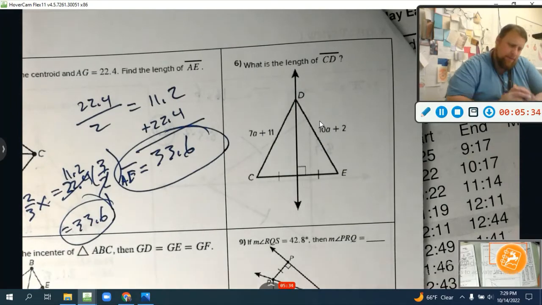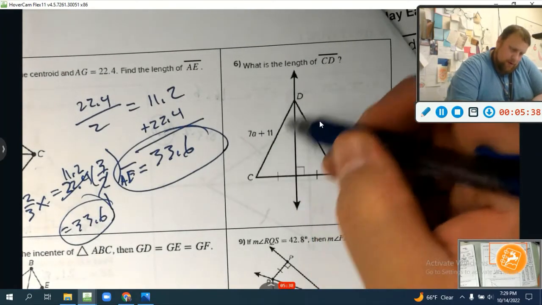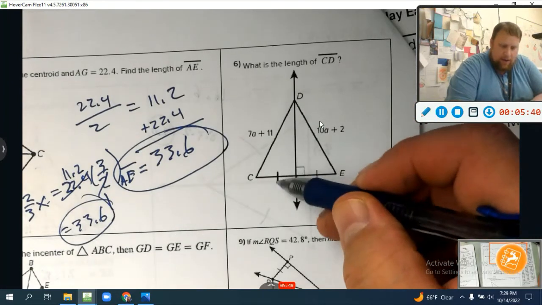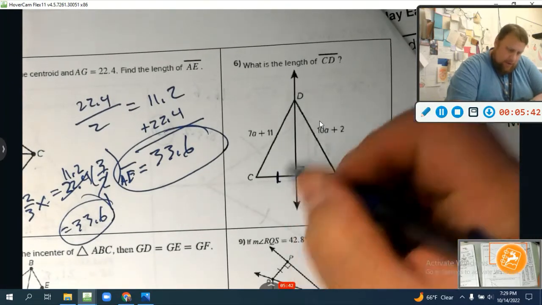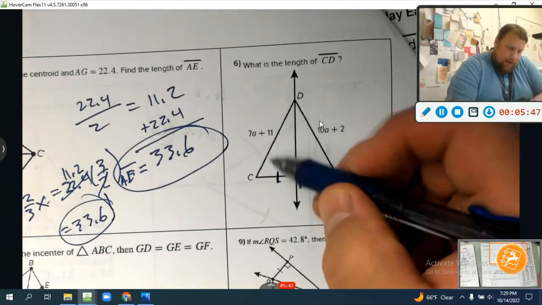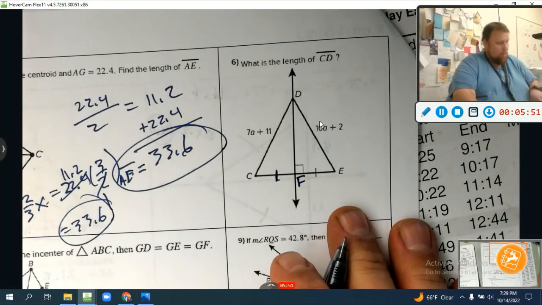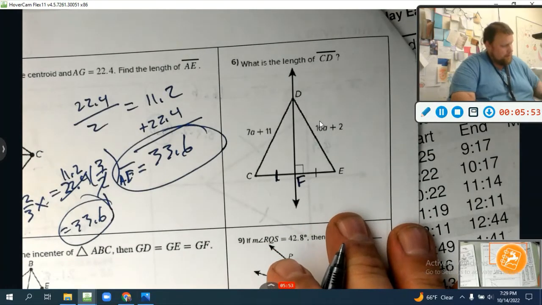Keep that in mind. What is the length of CD? So I want to know this length. Well, here's what I know. If, let's see, CDE, we'll call this F right here. If CF is congruent to EF, then I know that CD is congruent to ED. So I'm going to set up a nice little equation right here for myself.